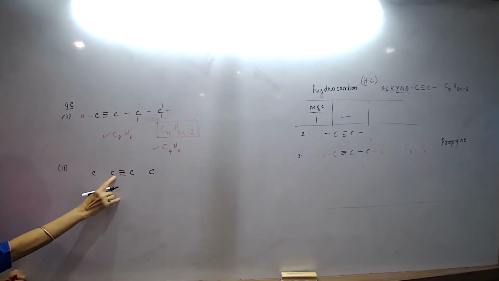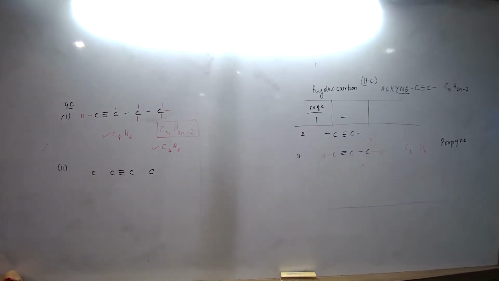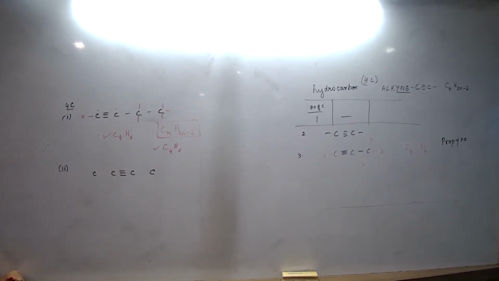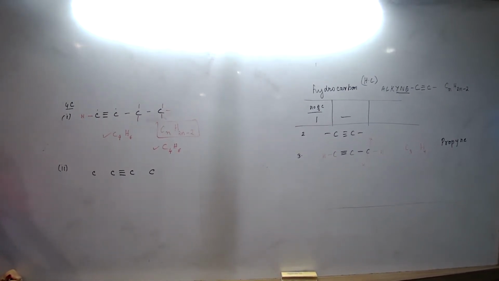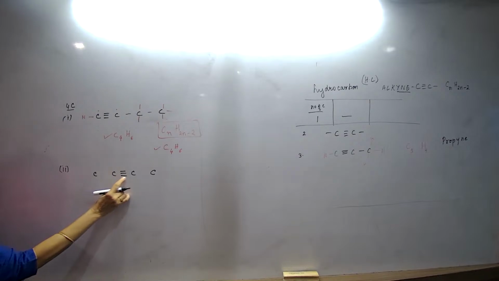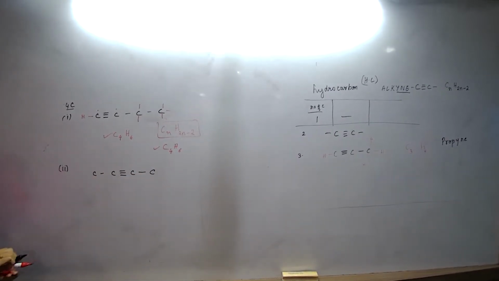What is this? Second carbon and third carbon. And carbon. Okay. So you can have a triple bond between the first and second. You can also put a triple bond between the second and the third. Now let us see how we are going to fill up the hydrogens.